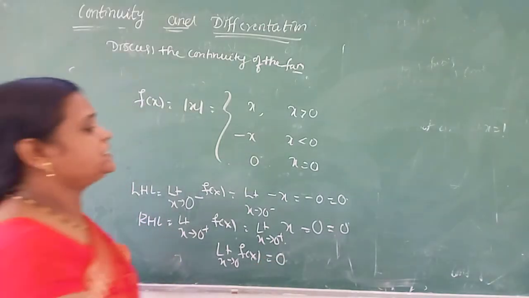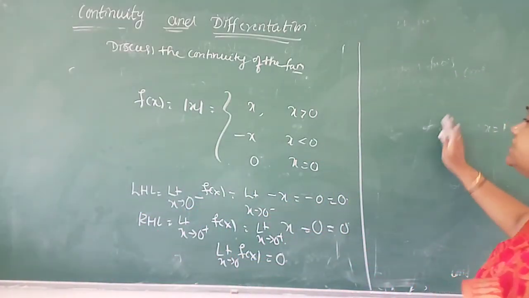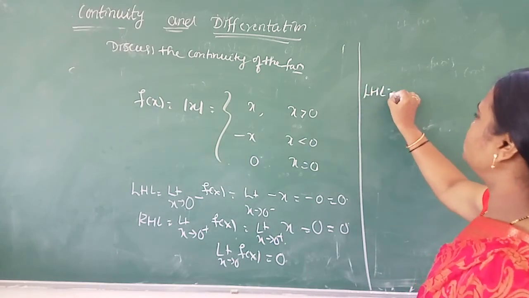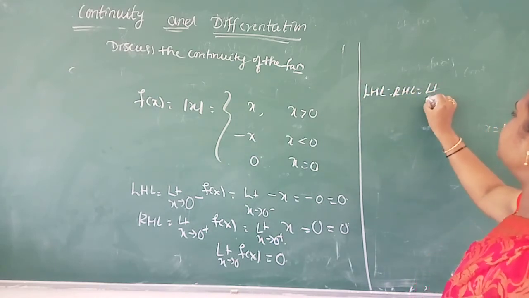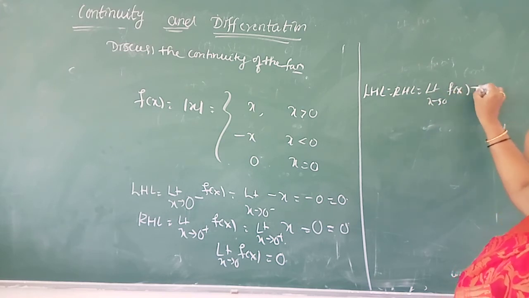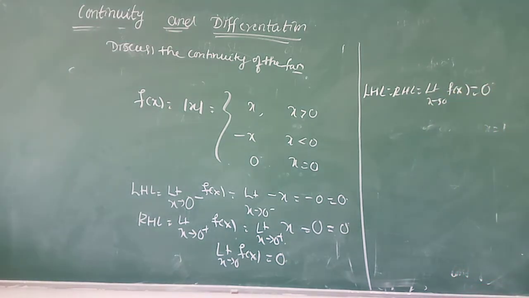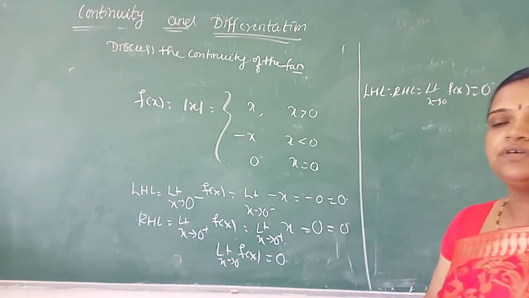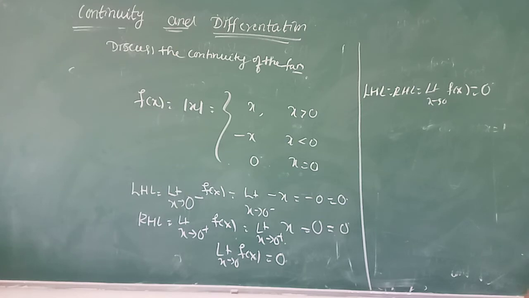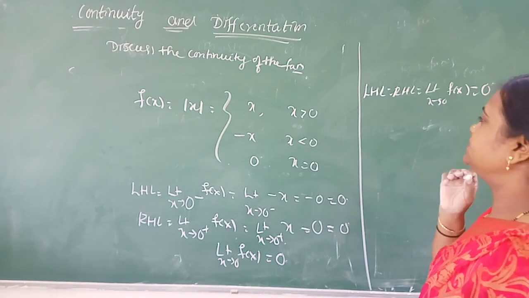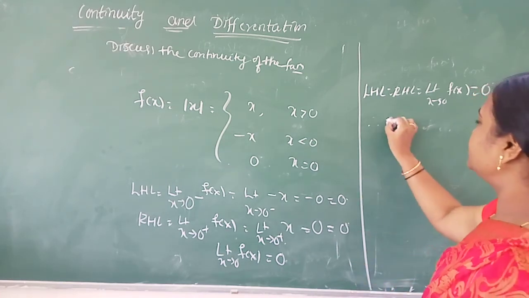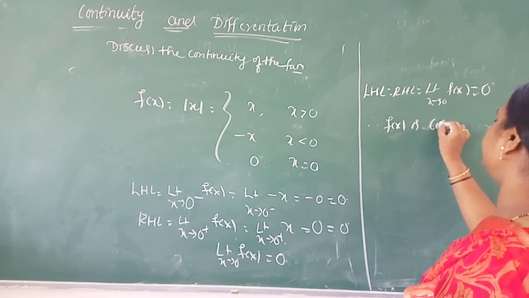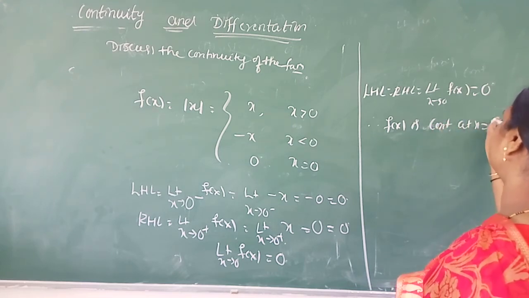In all the three cases, let's concentrate, in all the three cases, LHL equal to RHL equal to the limit as x tends to 0 of f of x. What is the value? 0 only. In all the three cases it is 0. Means is the function continuous or discontinuous? Yes, tell me. We know that in all the three cases we get the same value, then we say that the function is continuous. Therefore, f of x is continuous at x equal to 0.